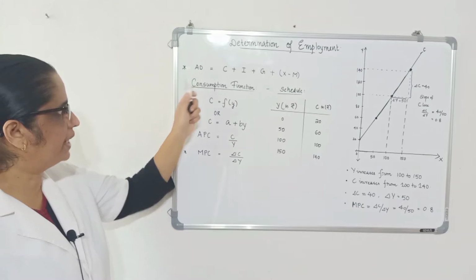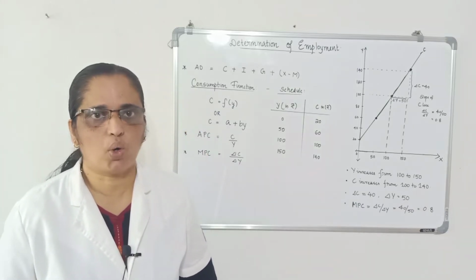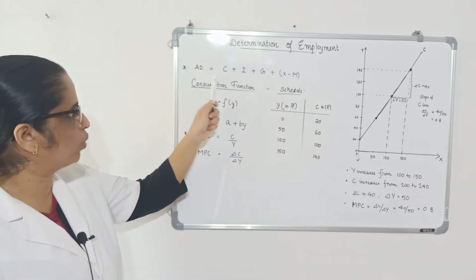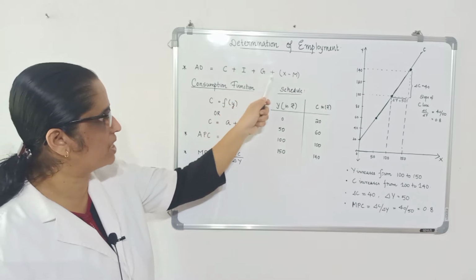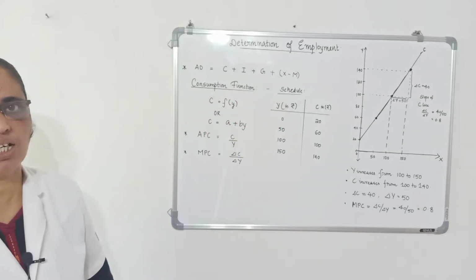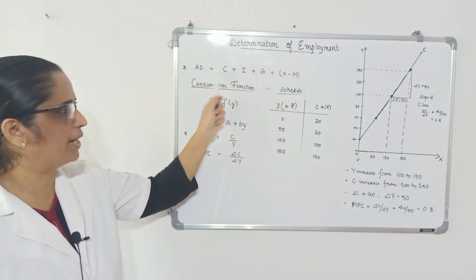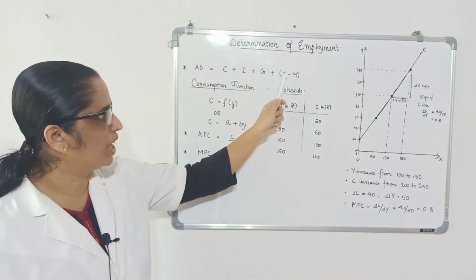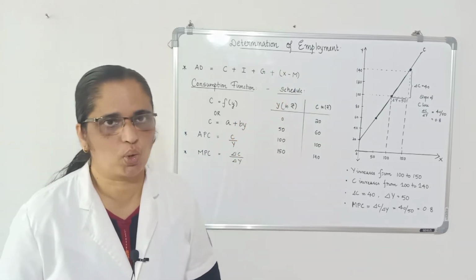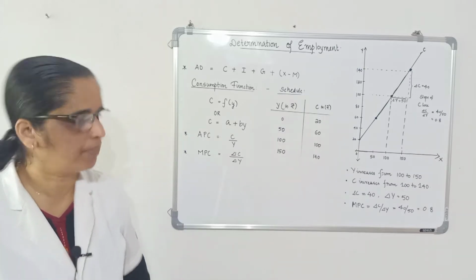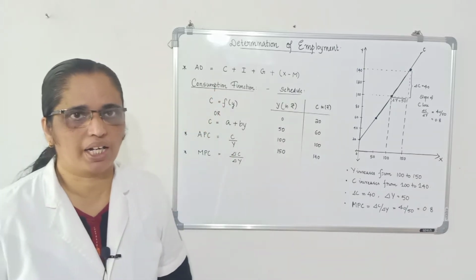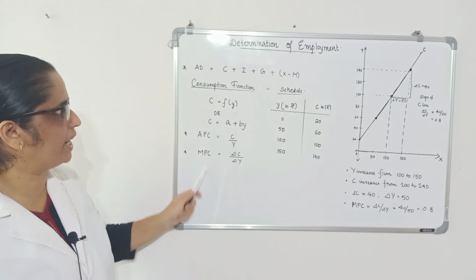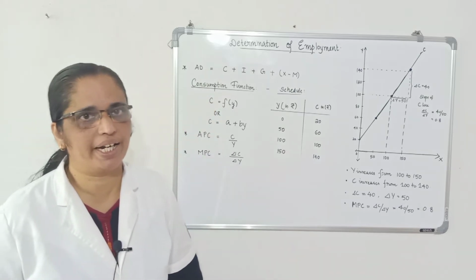As you know, aggregate demand is the total demand for all the goods and services by the various sectors. Aggregate demand is equal to C plus I plus G plus X minus M in a four-sector model. C stands for consumption demand, I stands for investment demand, G stands for government demand, X minus M stands for net exports, that is exports minus imports. Aggregate demand is equal to aggregate spending or aggregate expenditure. First, let us study in detail the first important component of aggregate demand, that is C.